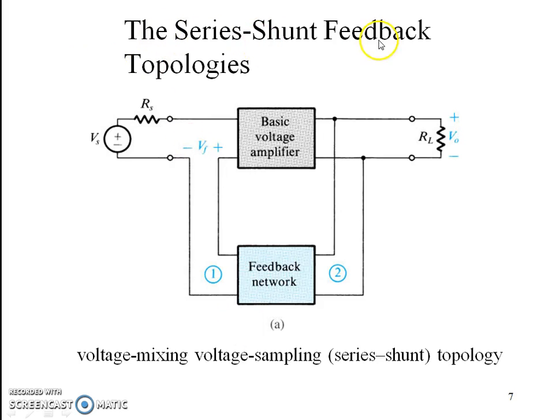The series shunt feedback topology. You are here seeing the series shunt feedback topology. This is the basic voltage amplifier and now you are taking the series shunt. This is the feedback network. This is also called voltage mixing, voltage sampling, series shunt topology.